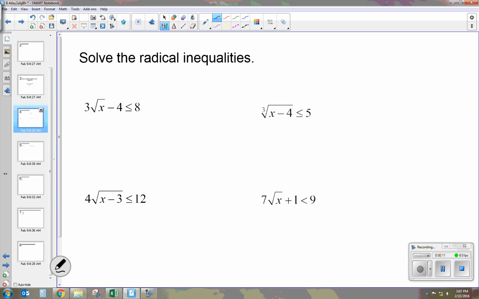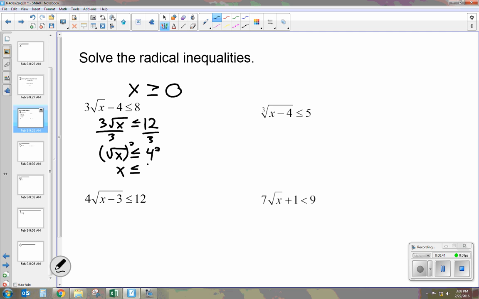First thing we want to notice is that we already have a restriction on x. Because x is under the radical, we can't take the square root of a negative number, which means we know that x has to be greater than or equal to 0. That being said, we can add 4 to both sides. Divide by 3. We have the square root of x is less than or equal to 4. We can square both sides. X is less than or equal to 16, and we know that it is also greater than or equal to 0.